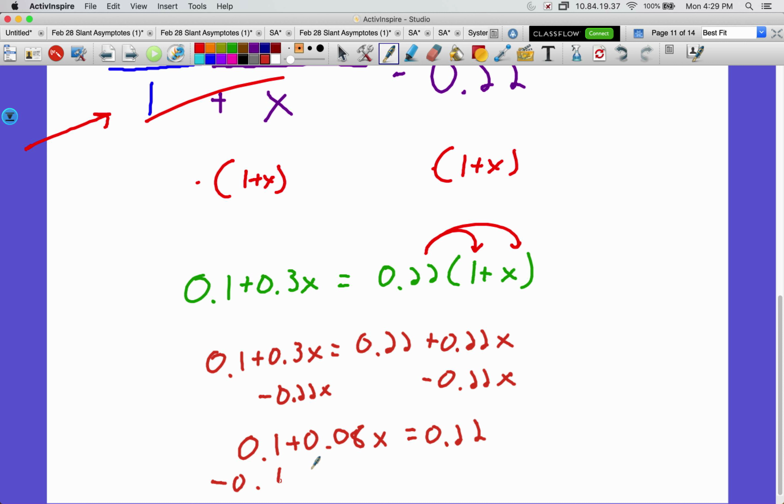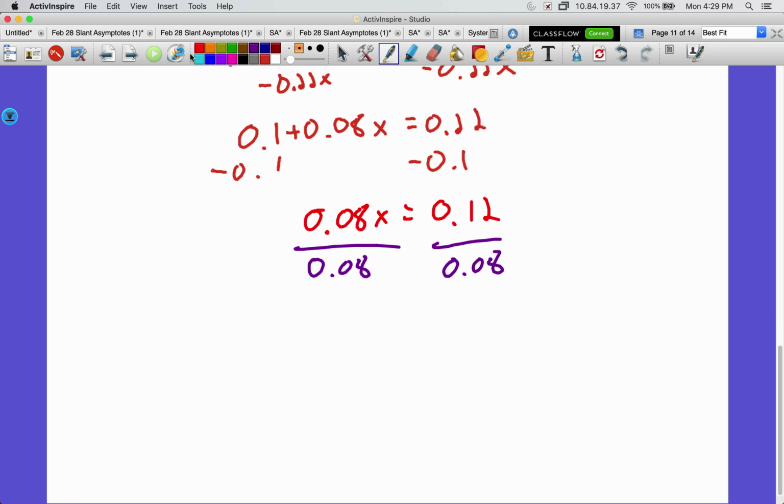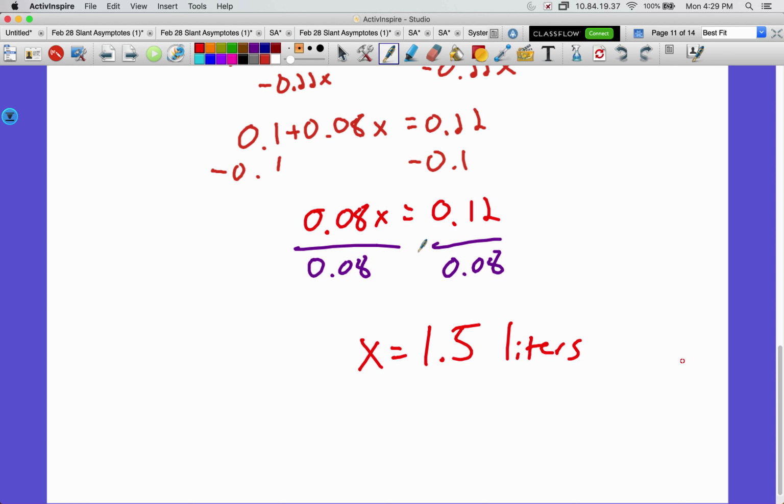Move my constants away from my variable. 0.08x equals 0.12, and divide away my coefficient. And that looks like that should be 1.5. x equals 1.5 liters. Double check. Yes, 1.5 liters. All right, so you add 1.5 liters to our 1 liter, and you will get 22% strength.